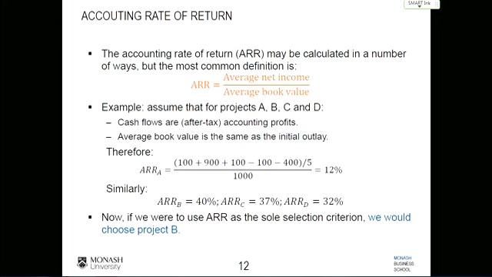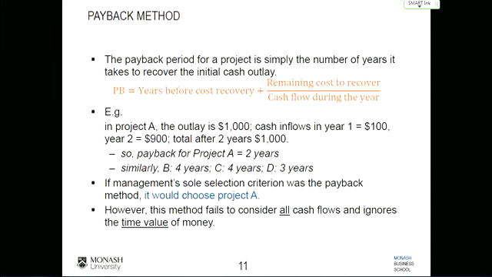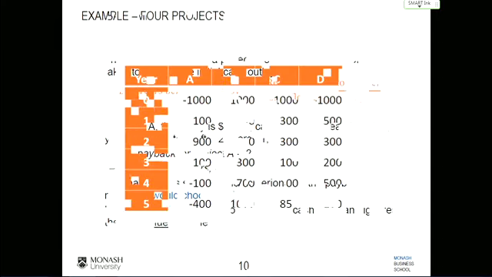project, okay? So for this demonstration, I make the assumption, and that's why you can see that it's the same as the cash flow, but we all know that profit is not the same as cash flow, okay? So for simplicity, we assume that cash flows are accounting profits, but in fact they are not. So if cash flow are the same as accounting profit, and the book value is the same as the initial outlay, what would be our ARR?